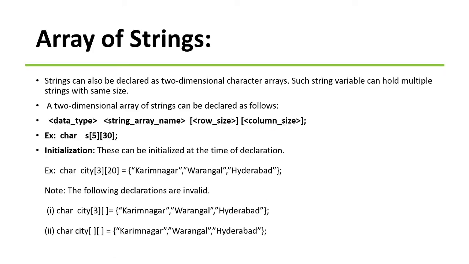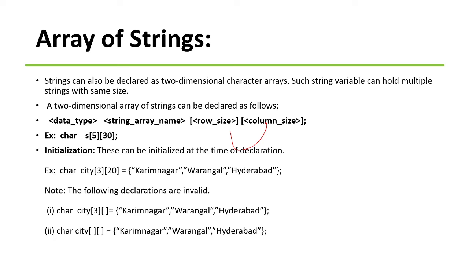And array of strings, as usual. What we have discussed in single dimensional arrays, multi-dimensional arrays, two-dimensional arrays: if there are two indexes, then that is two dimensions. If there are more than two, that is three dimensions, multi-dimension. That we have already discussed during the discussion of arrays. The same concept can be applied for strings also.